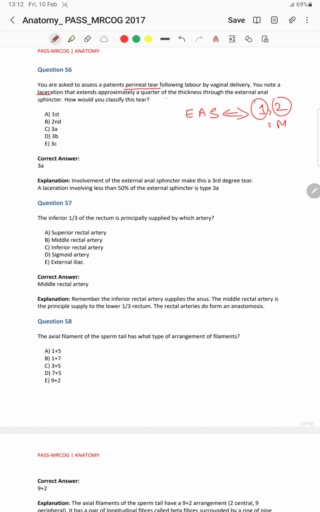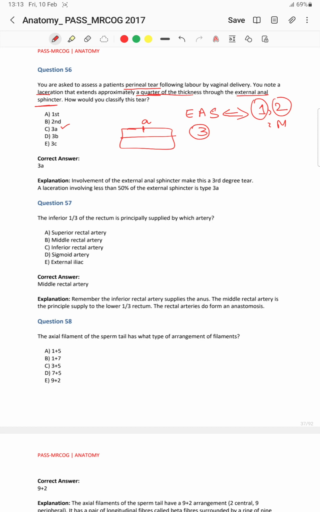Here in our MCQ, there is involvement of the external anal sphincter, and it is involved to the extent of a quarter of the thickness. If this is the external anal sphincter, then this is the half, and only a quarter of the external anal sphincter is involved. Then how are you going to classify it? As the external anal sphincter is involved, it is a third degree tear. But since only a quarter of it is involved, it is A. It is 3A. So the answer will be 3A.